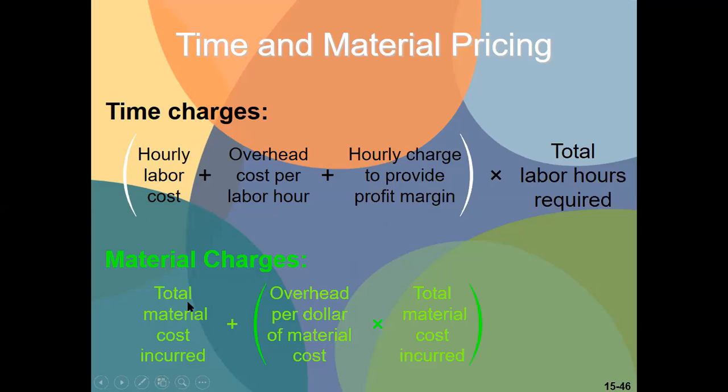But for materials, we have the material cost incurred plus the overhead. So overhead will consist of the direct labor and the overhead, and well, this is enclosed in parentheses. So overhead per dollar of material cost times the total material cost. So the total overhead per material, composed of direct labor and factory overhead, if we add, that would get the total price for the materials.